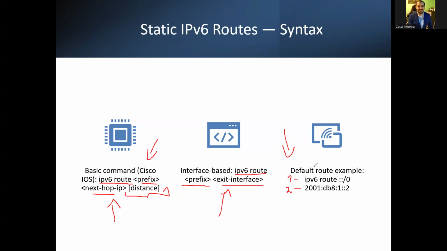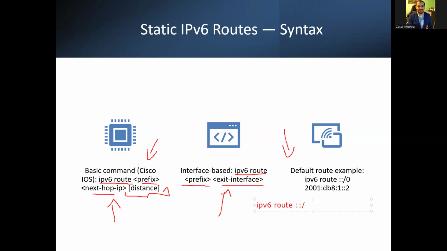This is just an example; it's not actually the first or the second. These are just the steps to create the default route. In the first step, we configure ipv6 route ::/0, and then we add the IP address 2001:DB8::1:2. The way that we do this is basically writing it in a single sentence, so we will have something like this: ipv6 route, and then the prefix.